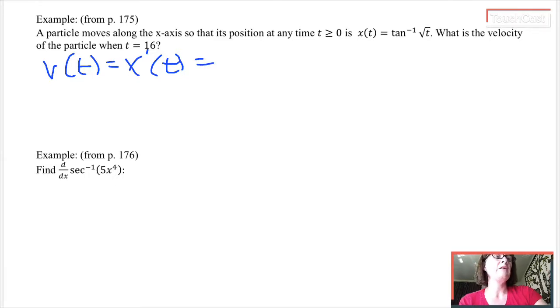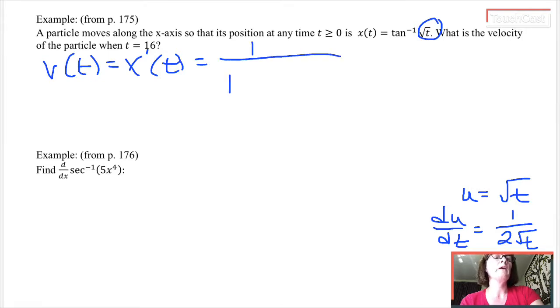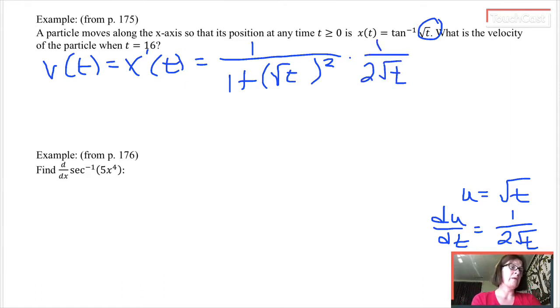And that's going to be, I notice that I'm going to have the inverse tangent of something, but it's not a plain old boring t. So I'm going to write myself a note that in this case, u equals the square root of t. So du dt is going to be 1 over 2 square root of t. I hope you got that one memorized by now. So the derivative of inverse tangent is 1 over 1 plus, in this case, u squared, but my u is square root of t. I'm going to multiply by du dt. That's going to be 1 over 2 square root of t. That's a great answer on the free response section, or my test.